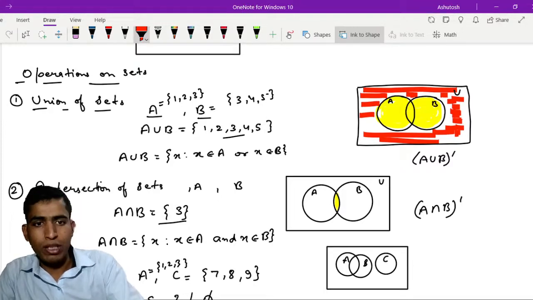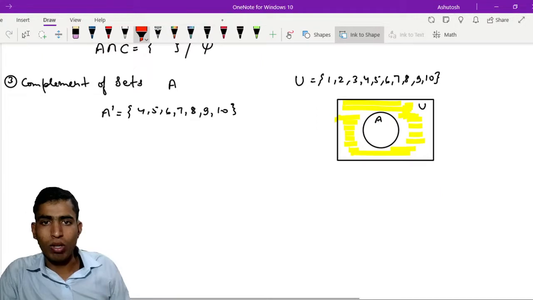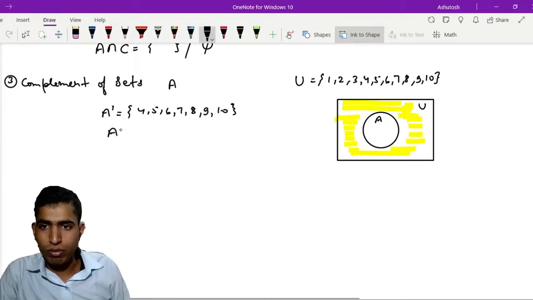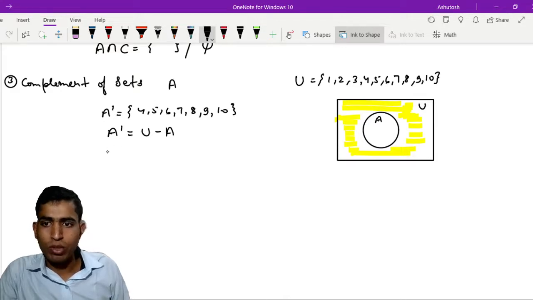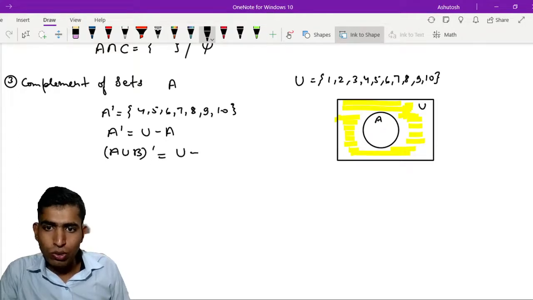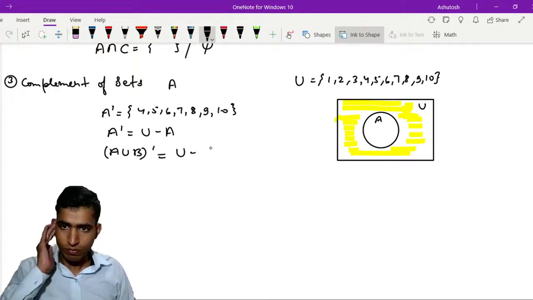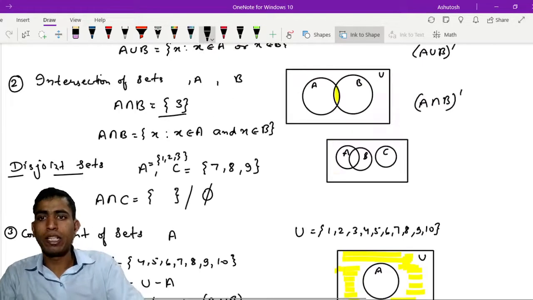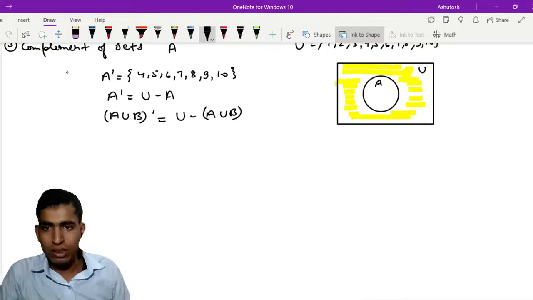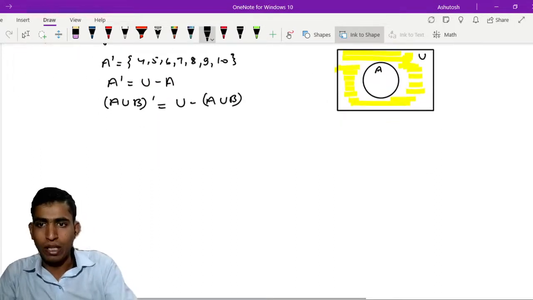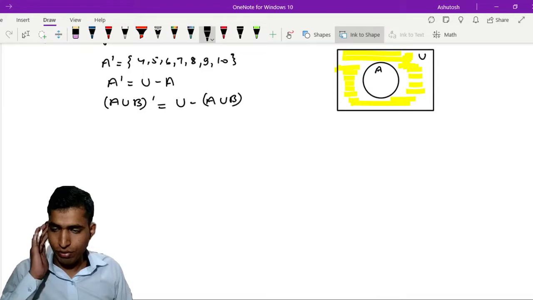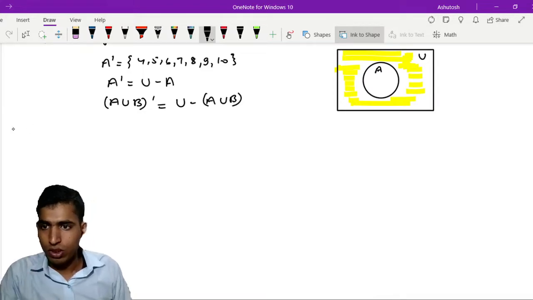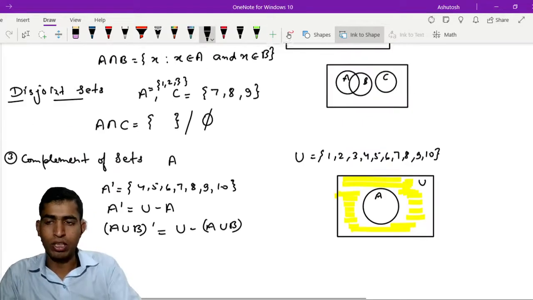Whenever we do this, there is a formula we can see. A dash means U minus A. Again, if I say A union B whole dash, it will be U minus A union B. Before that we need to understand what this minus represents, so let's understand the difference of sets. Then we will come back to it.